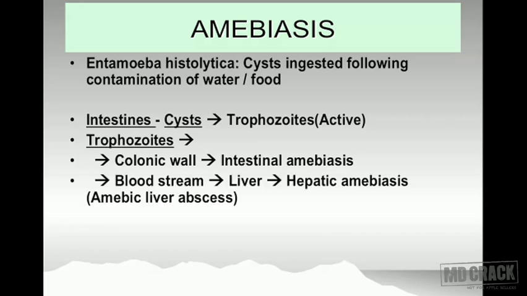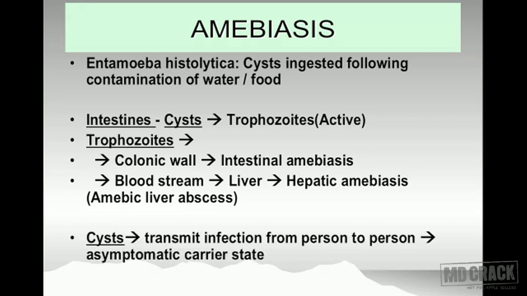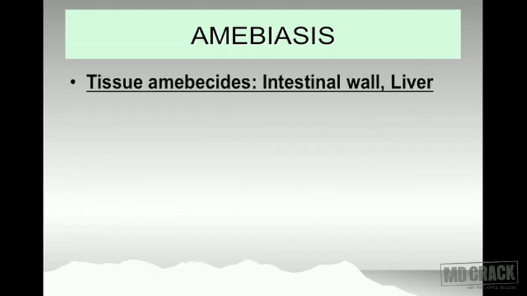The trophozoites can also go to the bloodstream, they can go to the liver, and they start producing hepatic amoebiasis, or classically they can produce amoebic liver abscess. The cysts transmit infection from person to person, but the person remains asymptomatic. So if you are carrying the cysts within your intestinal lumen, then the person is called an asymptomatic carrier, or this stage is called the asymptomatic carrier stage.